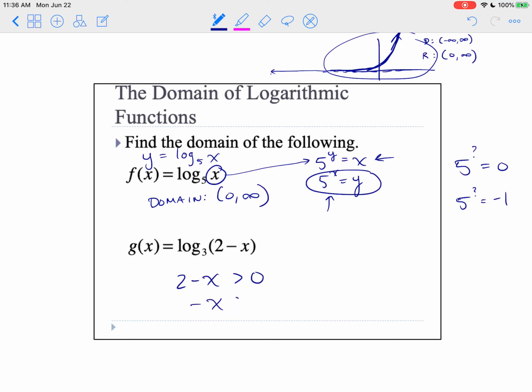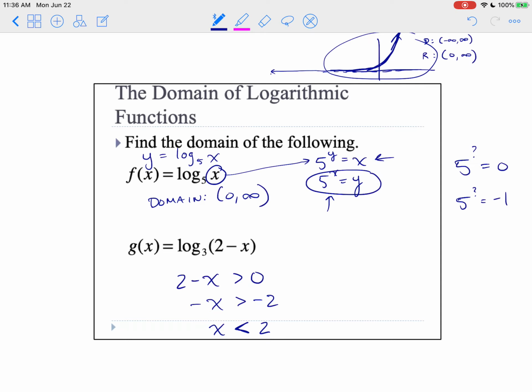That gives me negative x is greater than negative 2. And then I can multiply both sides by negative 1 or divide by negative 1, however you feel like doing this. But remember, with inequalities, if you multiply or divide by a negative number, it switches the sense of the inequality. So now instead of being greater than, it's less than 2.